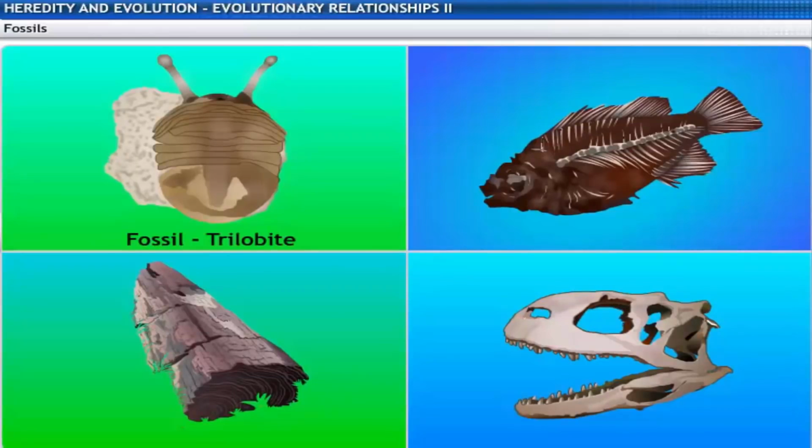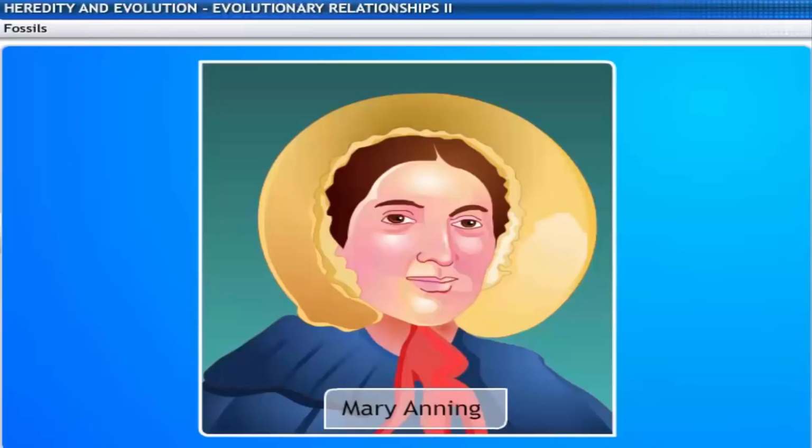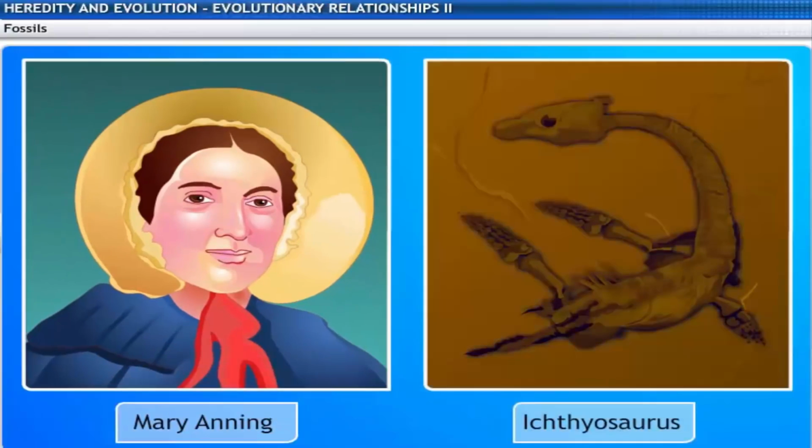Fossil trilobite, an invertebrate animal. Fossil fish. Fossil tree trunk. The dinosaur skull. This fossil was found only a few years ago in the Narmada Valley. Mary Anning found the specimen of ichthyosaurus and was the first fossilist.